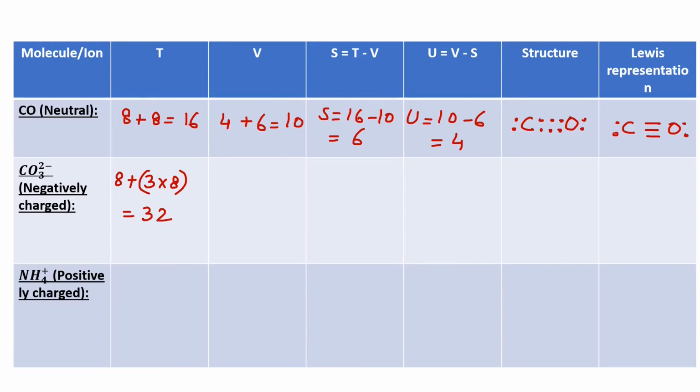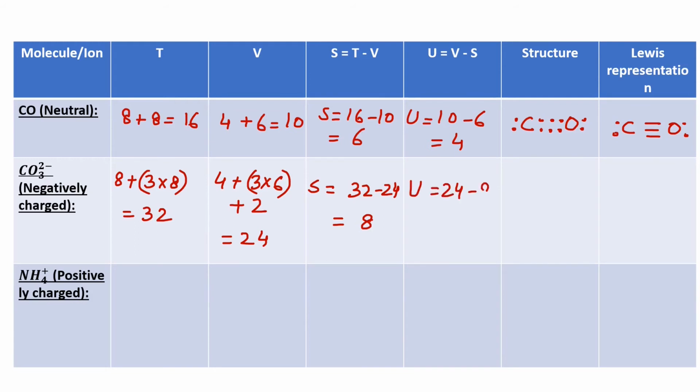Next is to write the capital V for the carbonate ion. 4 electrons for carbon and 3 multiplied by 6 electrons for oxygen, plus the negative charge, which is 2. So this total will give 24. Next we need to find the capital S. Capital S would be 32 minus 24, which is equal to 8. So there are 8 shared electrons. To calculate U, it would be 24 minus 8 and the value would be 16. So the number of unshared electrons is 16.